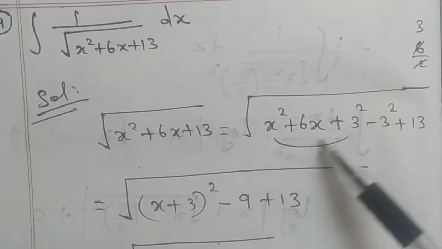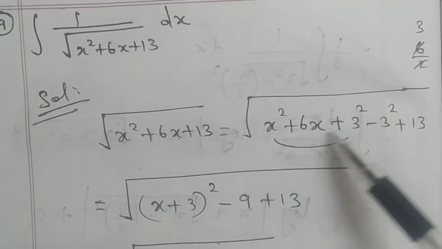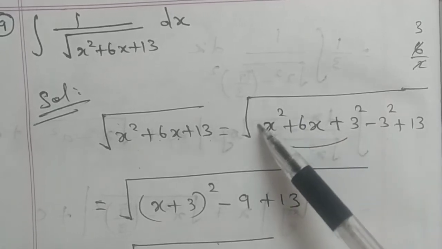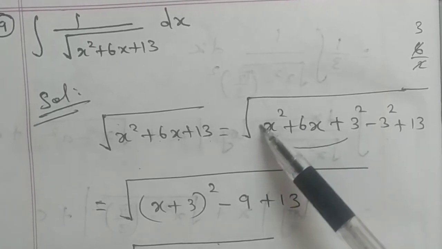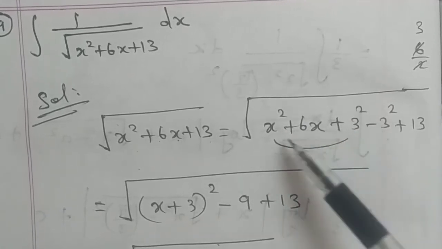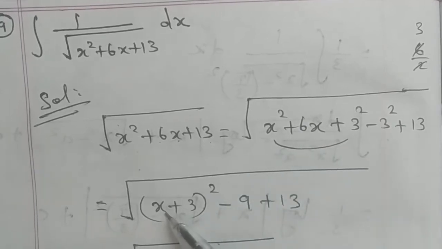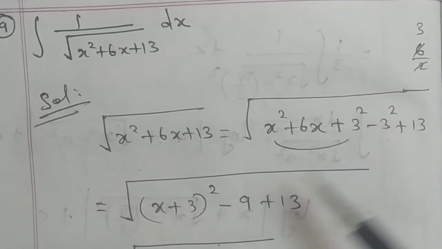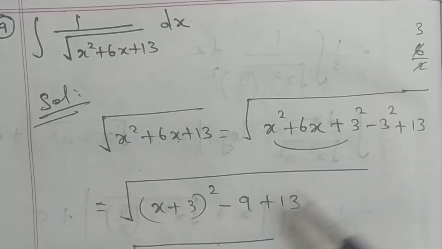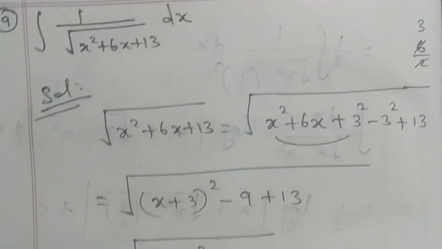It is in the form of a plus b the whole square, which is a square plus 2ab plus b square. Here a value is x and b value is 3. So x plus 3 the whole square minus 3 square, which is 9, plus 13.